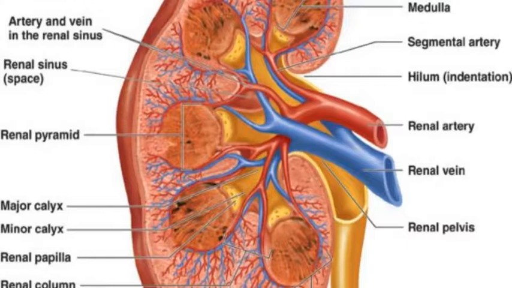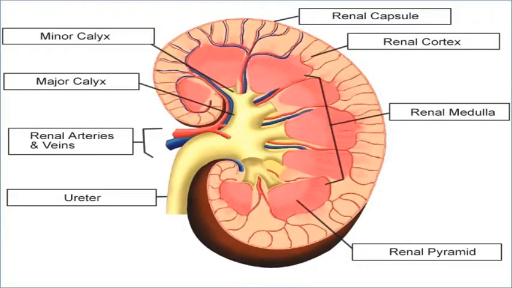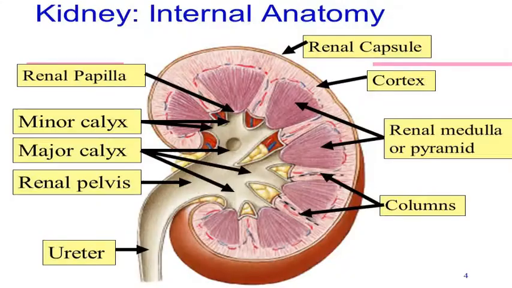1. Renal pyramid. 2. Interlobular artery. 3. Renal artery. 4. Renal vein. 5. Renal hilum. 6. Renal pelvis. 7. Ureter. 8. Minor calyx. 9. Renal capsule. 10. Inferior renal capsule.